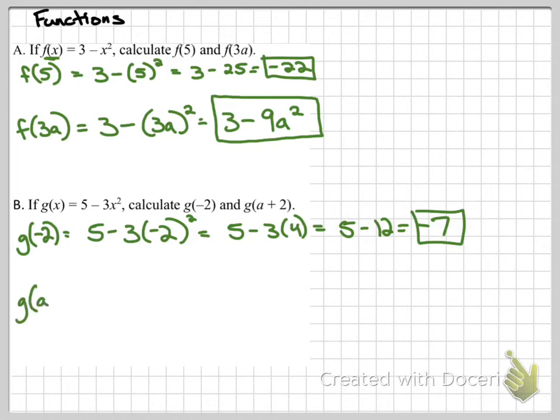G of a plus 2. So now we're plugging in a little expression here. So 5 minus 3 times, instead of x, I'm plugging in a plus 2 squared.